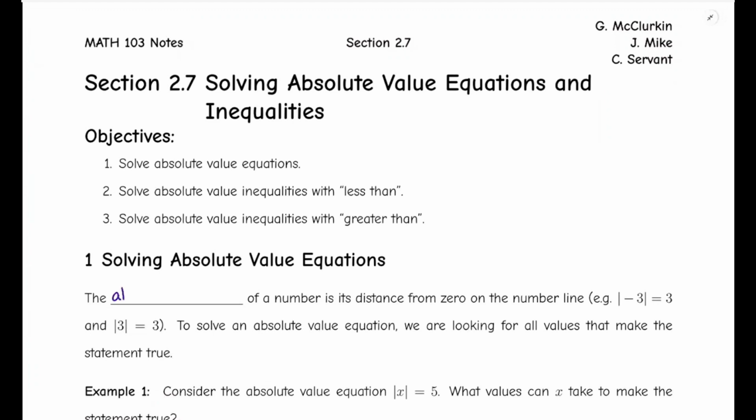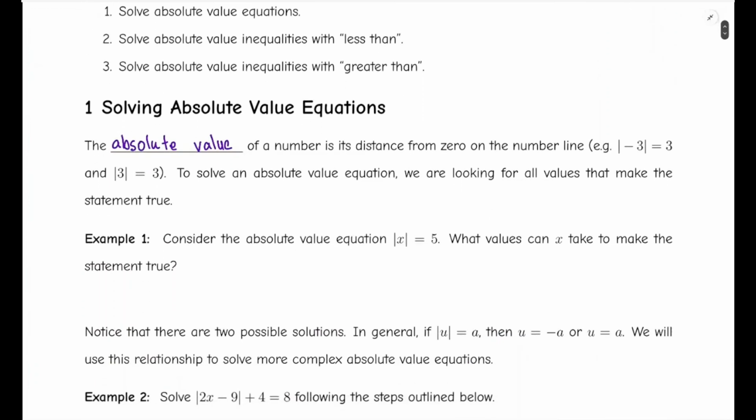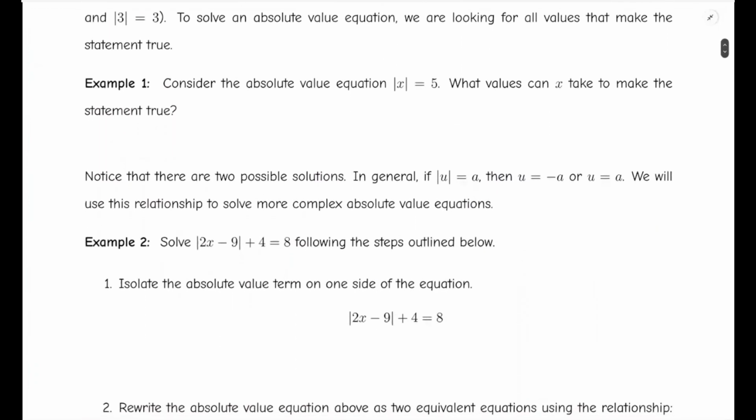The absolute value of a number is its distance from 0 on the number line. For example, the absolute value of -3 equals 3, and the absolute value of 3 also equals 3. To solve an absolute value equation, we are looking for all values that make the statement true. Consider the absolute value equation, the absolute value of x equals 5. What values can x take to make the statement true?